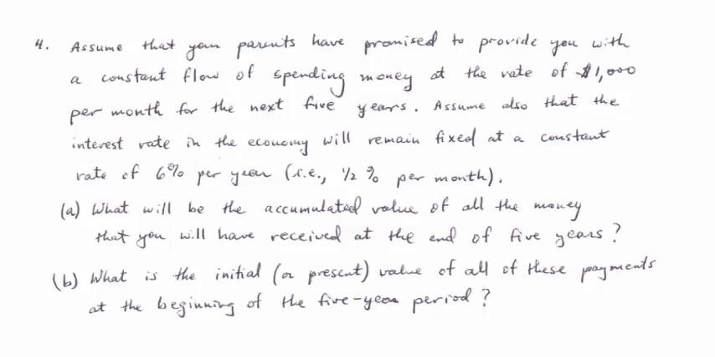The question says that assume that your parents have promised to provide you with a constant flow of spending money at a rate of $1,000 per month for the next 5 years, and assume that the interest rate in the economy would be 6% per year, or half a percent per month. It's something like you need to pay monthly rent or cost, and you will get $1,000 each month. So each year you're going to get a total of $12,000, or in total $60,000 spread in equal $1,000 payments for the next 5 years. And now they have asked us to calculate the present value and the future value of this money.